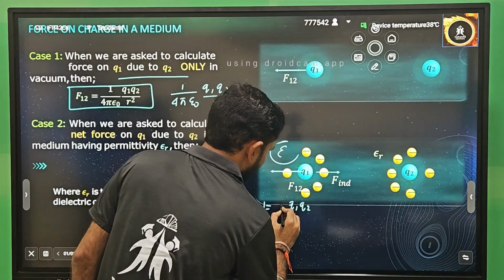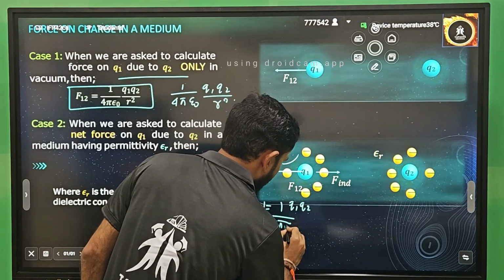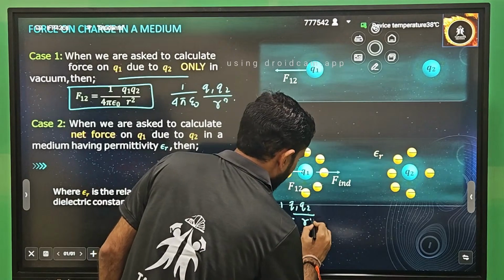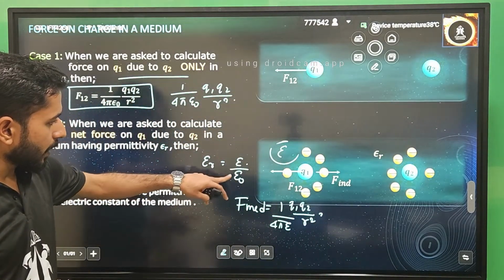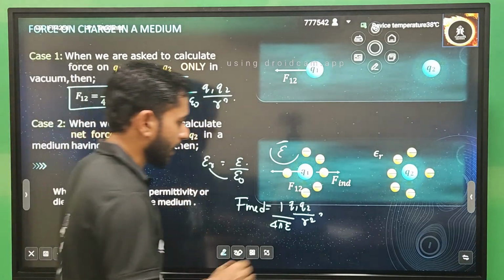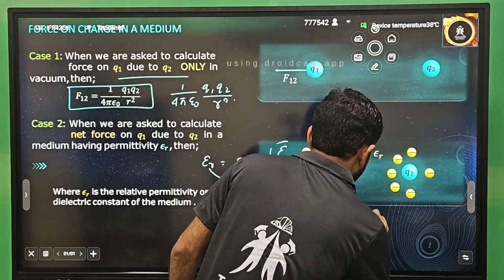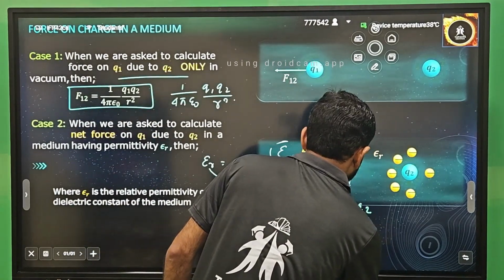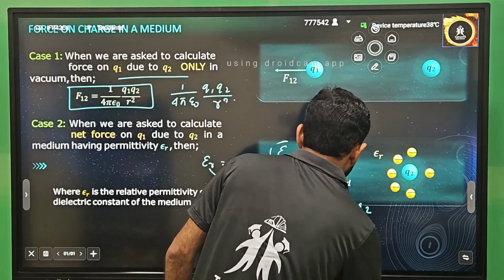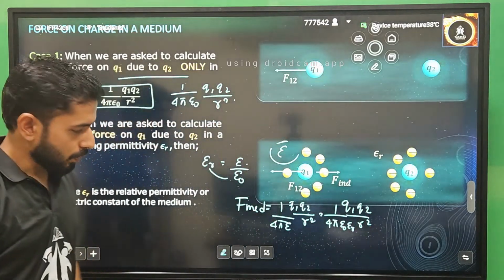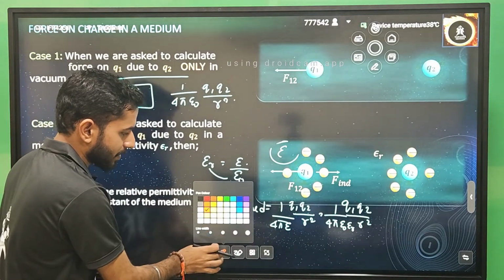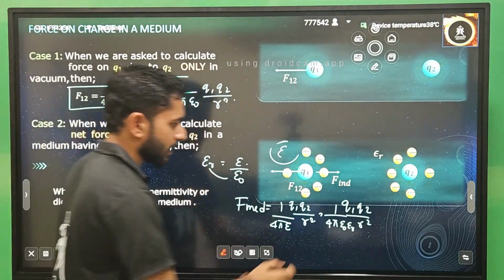In a medium, I will write 1 by 4 pi epsilon, Q1 Q2 divided by R square. Now in place of epsilon, what can I write? I can multiply by epsilon naught. See properly, Q1 Q2 divided by R square, 1 divided by 4 pi. In place of epsilon, what will I write? Epsilon naught into epsilon R. Now please look carefully. And what is this epsilon R? Relative permittivity. It will always be given to you.